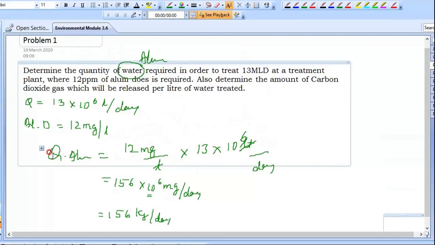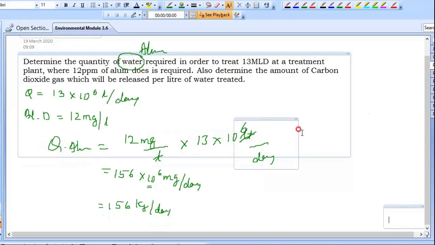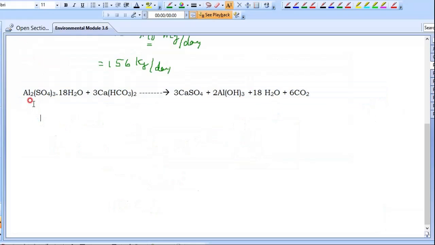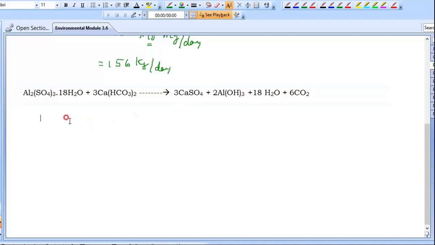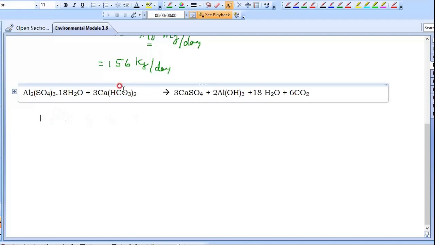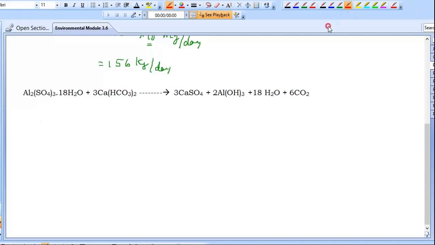Next they are asking, also determine the amount of carbon dioxide which will be released per liter of water treated. First we will see the reaction. Now you check here, when alum is added, 1 mole of alum produces 6 moles of carbon dioxide. 1 mole of alum means how much? 666 gram of alum.